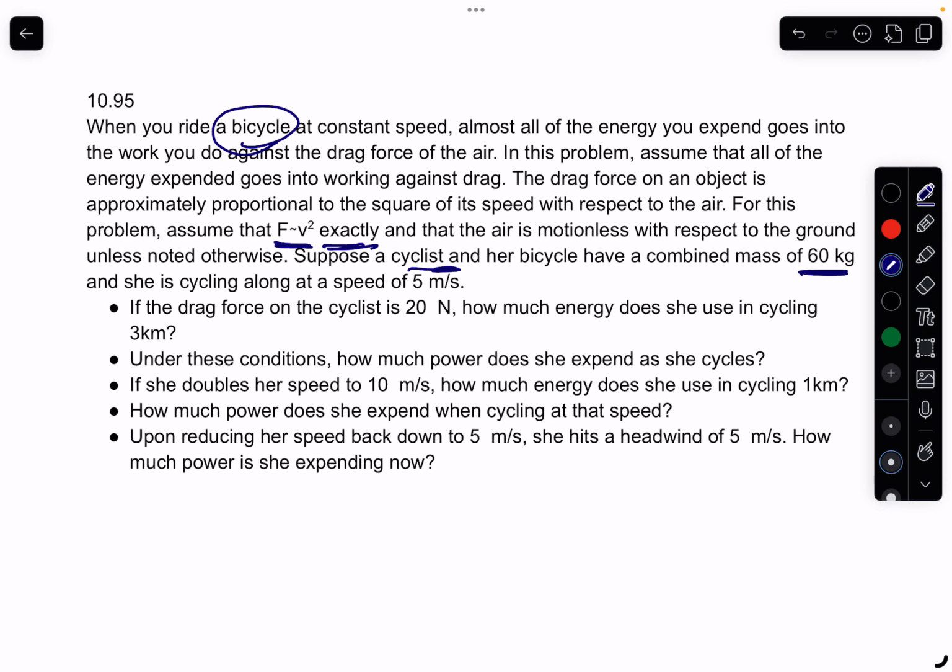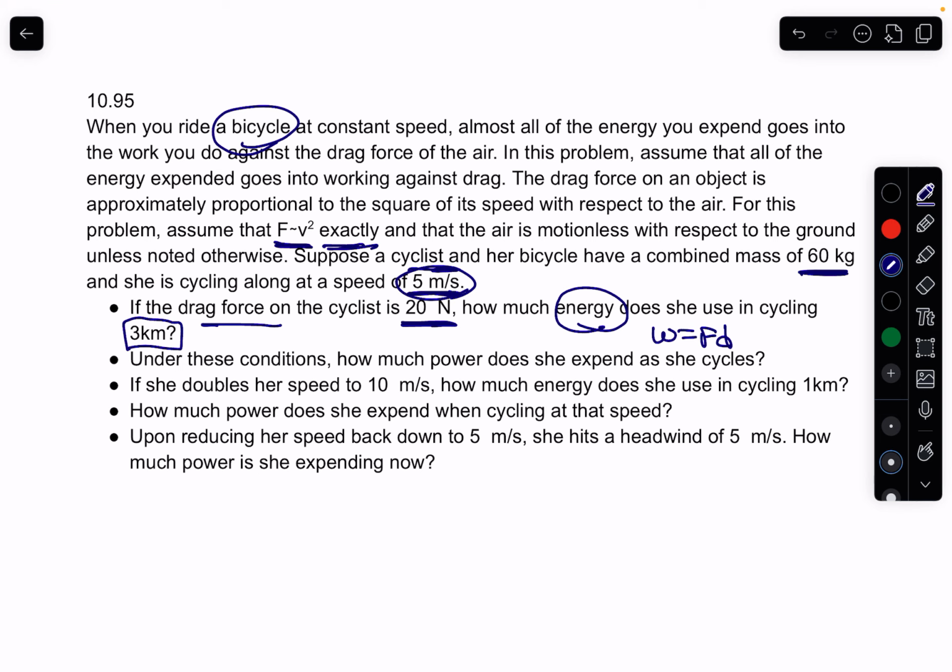We know her mass, and we know what her speed is. So if we have a drag force on the cyclist, how much energy does she use? Remember, energy is energy is energy. But in this case, we've got a force and we've got a distance. So work is force times distance. I bet you can figure out how much work is done. The 5 meters per second will come into play later, as will the mass.